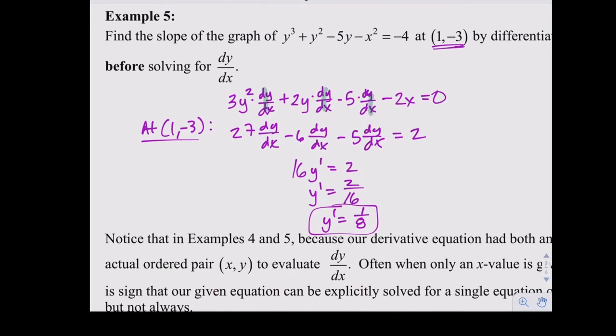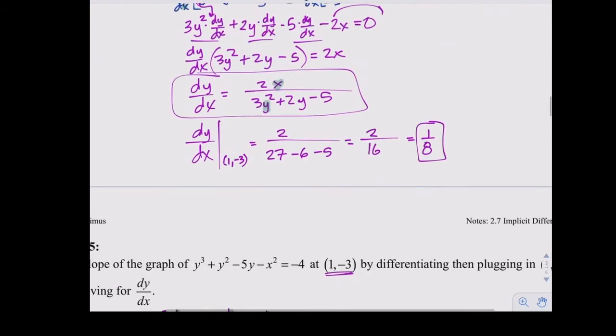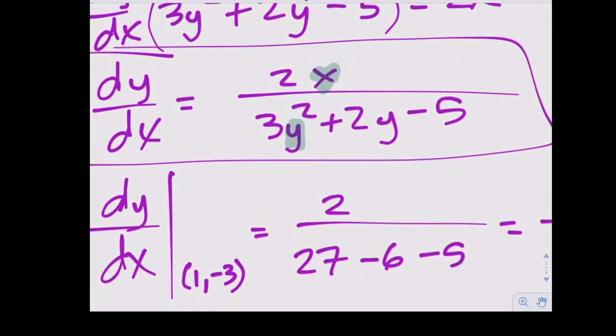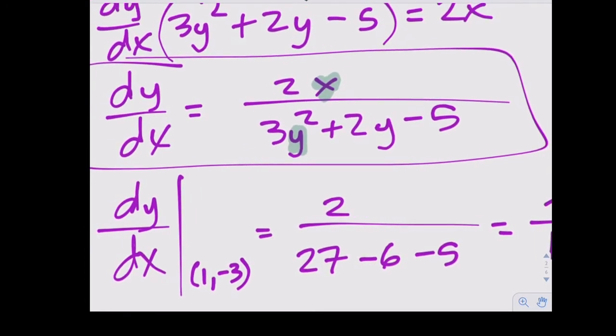So just be aware of what the problem is asking. Are you just finding the numeric slope on your own? Did the question just ask for the numeric slope? Or did it ask you to find dy dx, the equation? And are you expecting to use this for multiple purposes, like finding horizontal tangents and vertical tangents, et cetera?